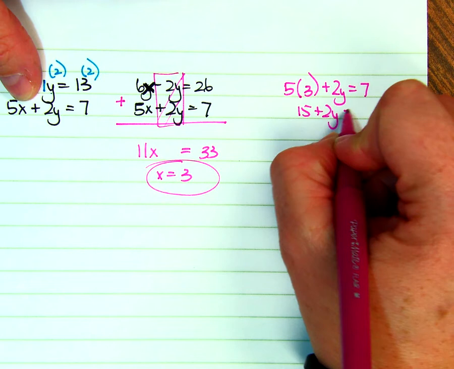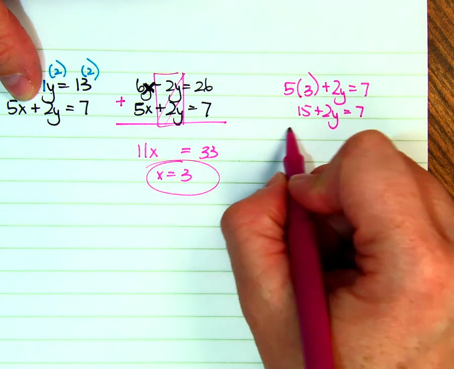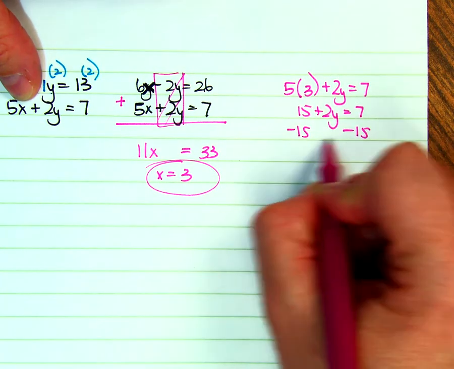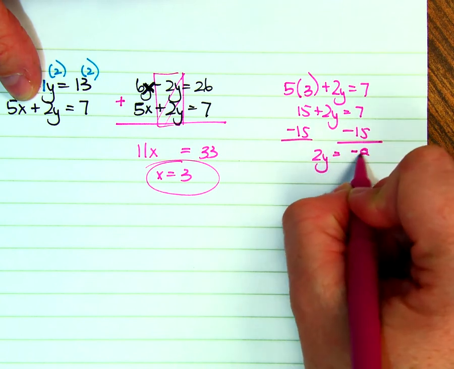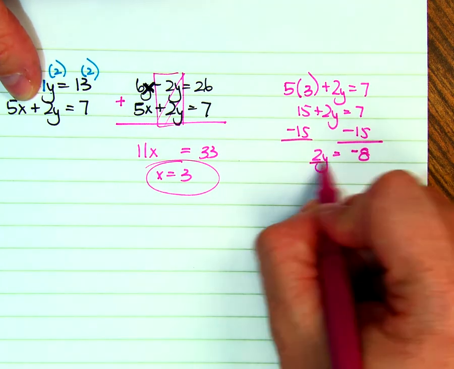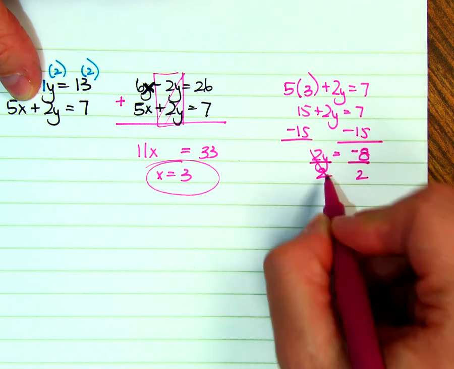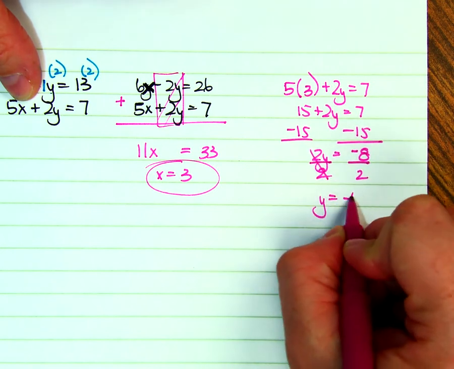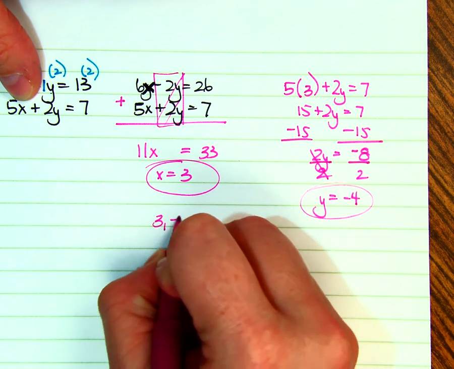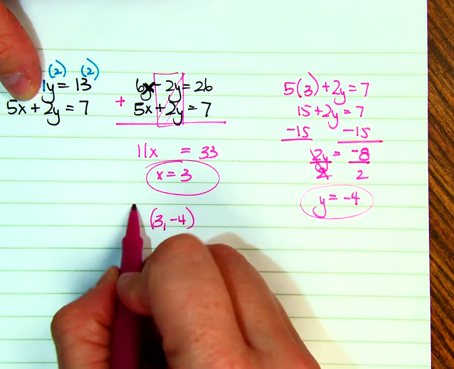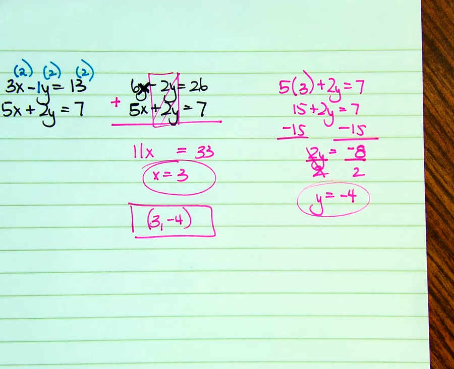15 plus 2y equals 7. Subtract 15 on both sides. And I get 2y equals negative 8. And then divide both sides by 2. And I get y to equal a negative 4. Putting this together as an ordered pair, I have an ordered pair of 3 and negative 4, and I should check it.